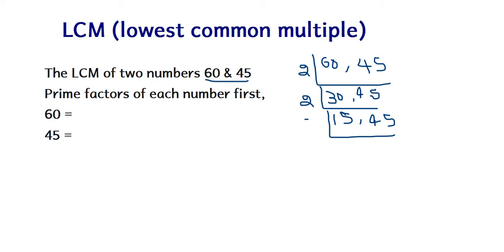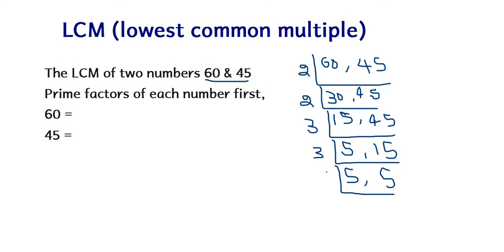So we proceed with the next prime factor, which is 3. So if we look at 3, we have 15 divisible by 3, which is 5, and 45 divided by 3 is 15. So when we continue to divide this by 3, 5 is not divisible by 3, we can just keep 5 as it is, and we can divide 15 by 3.